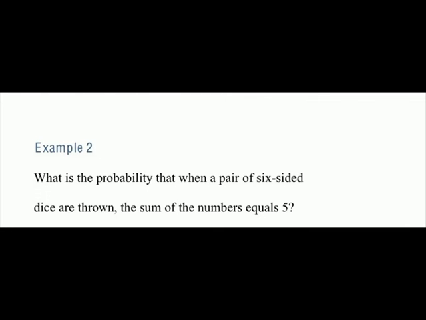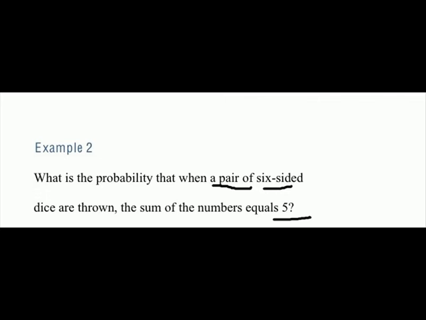Let us look at a slightly more complex example. What is the probability that when a pair, that is, you're talking about 2 instead of 1, when a pair of 6-sided dice are thrown, so it's a normal 6-sided dice, what is the probability that when a pair of 6-sided dice are thrown, the sum of numbers equals 5?